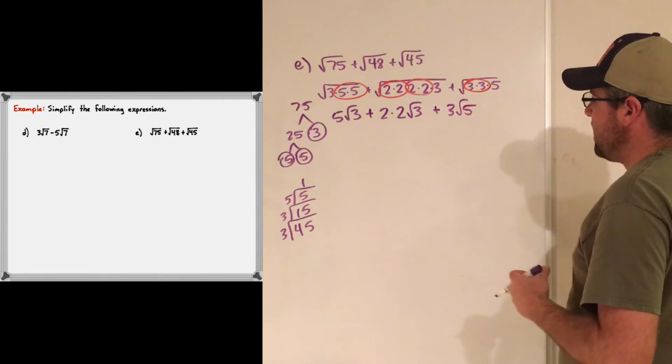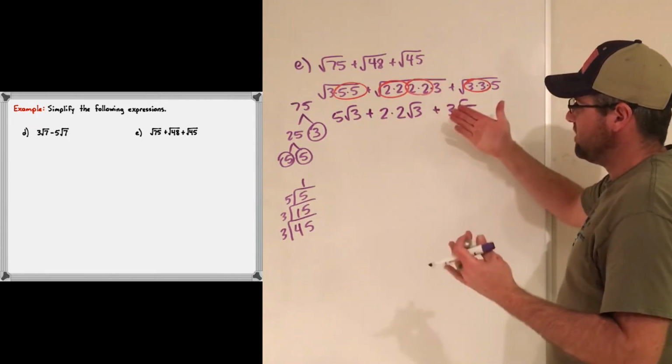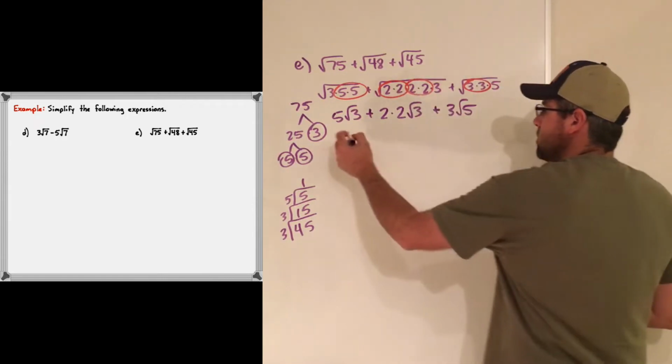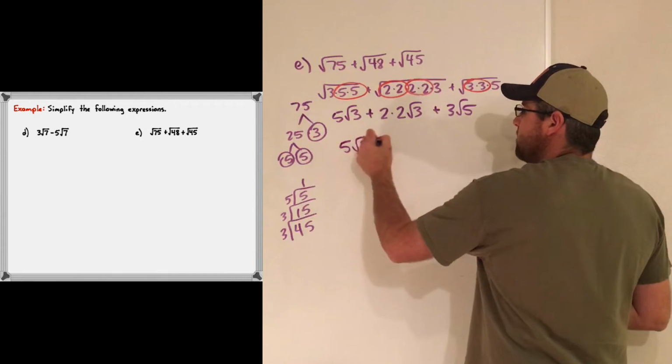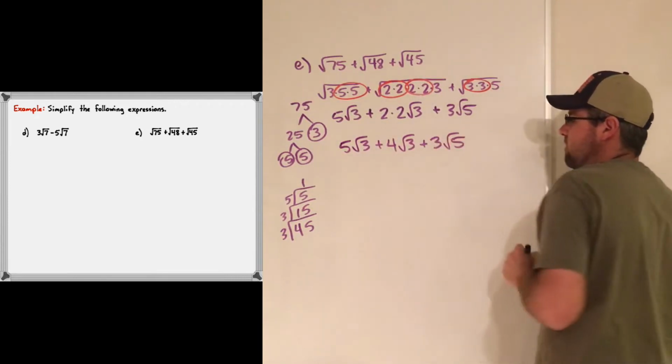So before we can do anything else, we need to simplify this 2 times 2. And you could have done that all in one step. 2 times 2 is 4, so you could have just written that down. So you get 5 rad 3 plus 4 rad 3 plus 3 radical 5.